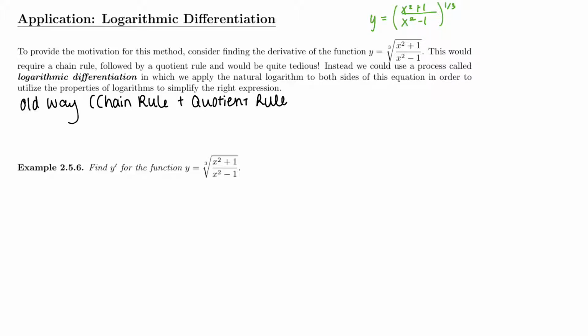So the old way: chain rule plus quotient rule. We take the derivative of the outside. So this whole thing being the outside part, we take that 1/3 and bring it down. We leave the inside alone. And then 1/3 minus 1 is negative 2/3. Then we multiply by the derivative of the inside.